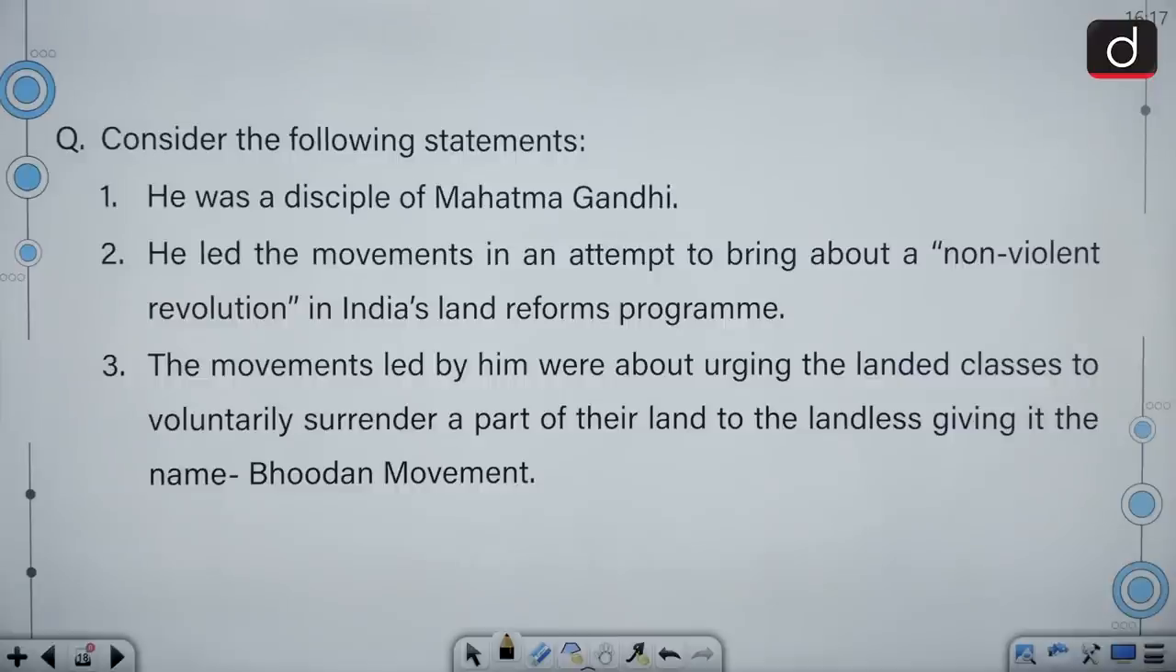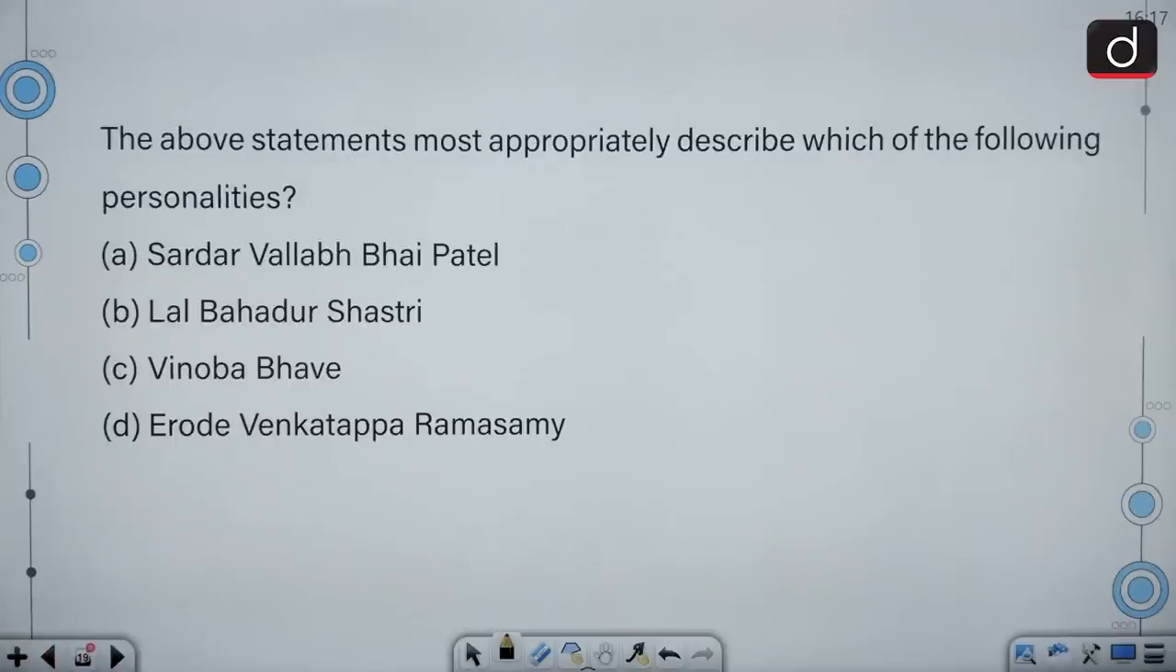Consider the following statements. He was a disciple of Mahatma Gandhi. He led the movements in an attempt to bring about a non-violent revolution in India's land reform program. The movements led by him were about urging the landed class to voluntarily surrender a part of their land to the landless, giving it the name Bhudan movement. So we have to see which of these iconic personalities the above statement refers to. It refers to option C, that is Vinoba Bhave.